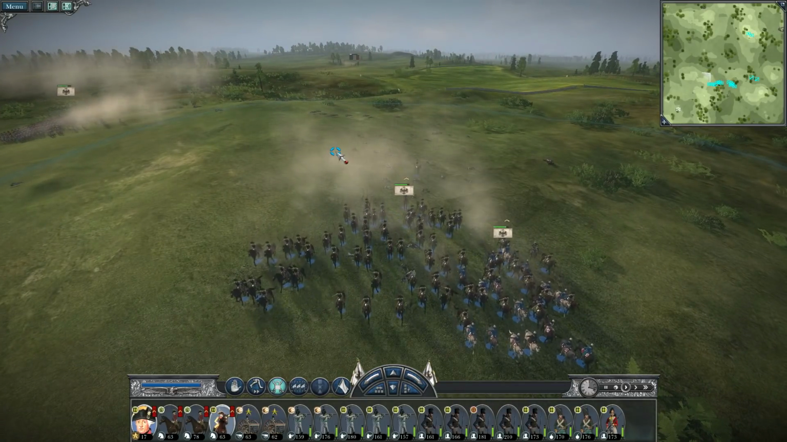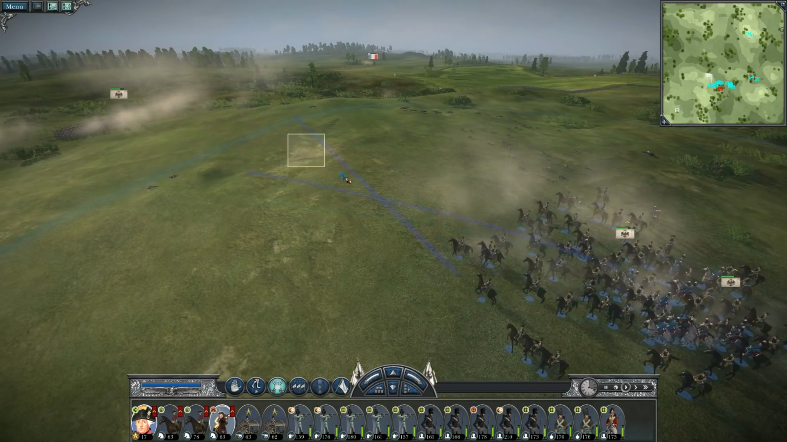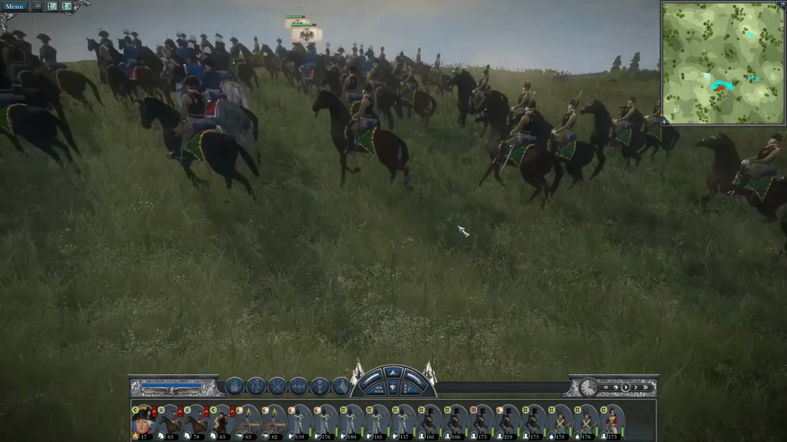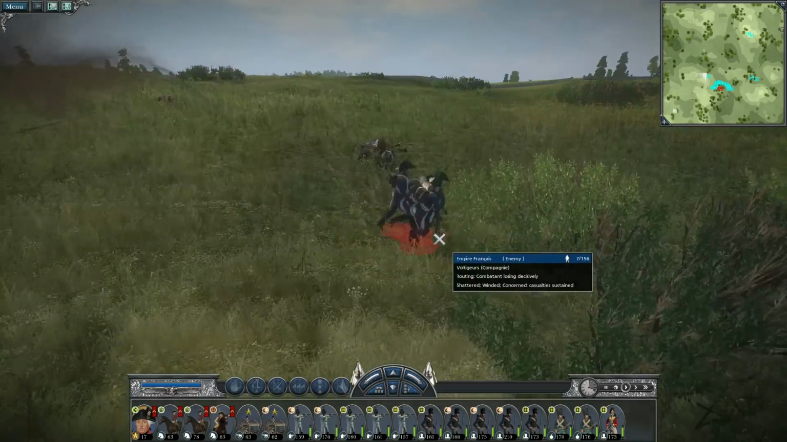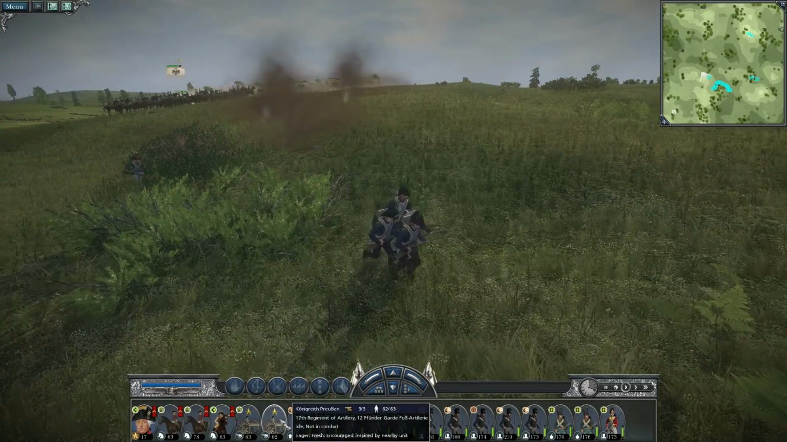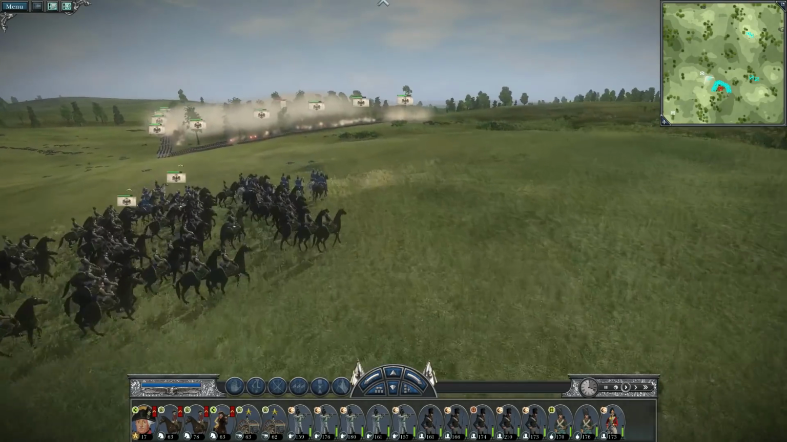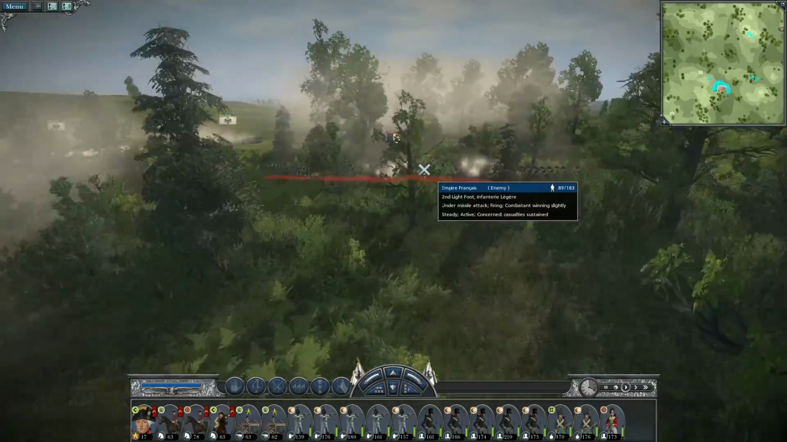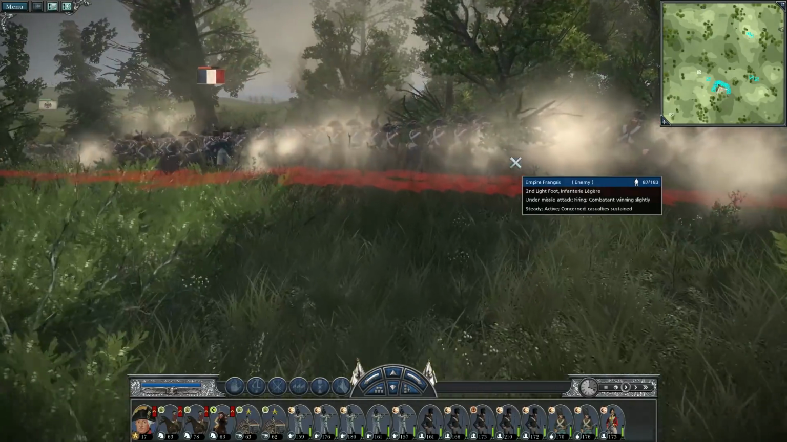I think we almost entirely killed off that unit. No, a few of them got away. The cannons still fire on them. Hold your fire. And we'll fill this forest with so much lead, they'll be able to start a lead mine.